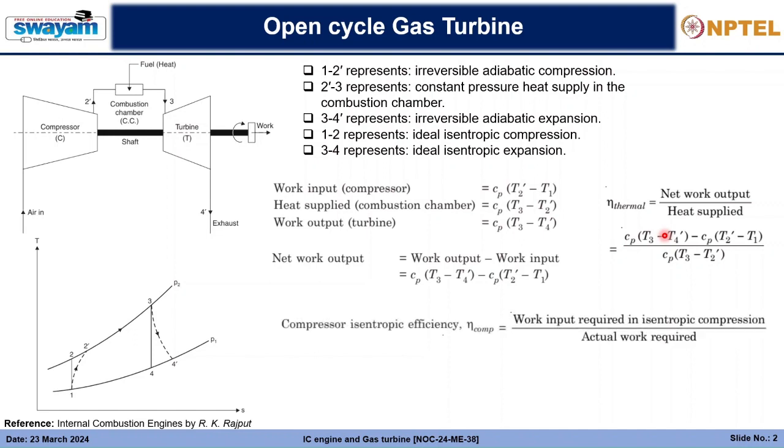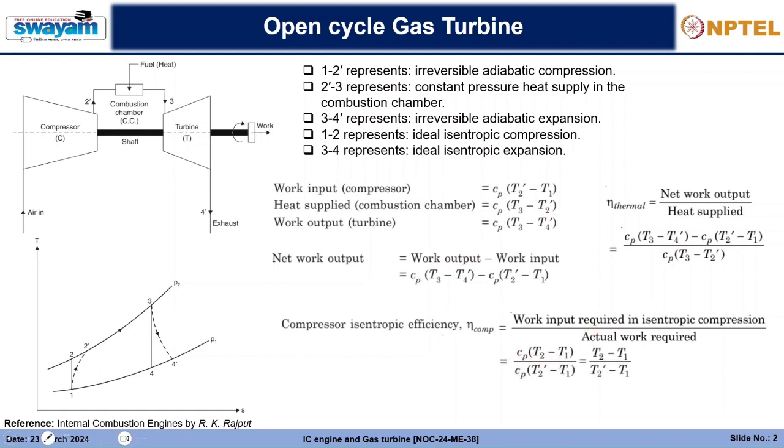Then we'll talk about the compressor isentropic efficiency, and the same applies for the turbine isentropic efficiency. So it is the work input required in the isentropic compression divided by the actual work required. The work input required in isentropic compression, that is the path 1 to 2, is less, but due to the heat losses and because we need to maintain a particular pressure ratio, we'll have to supply an extra amount of work in order to increase the enthalpy of the gases, or we have to compress the gas to P2.